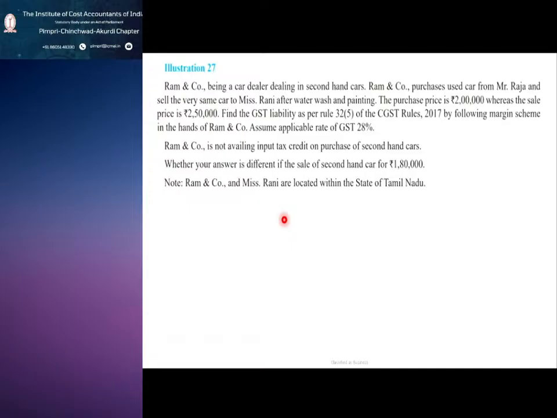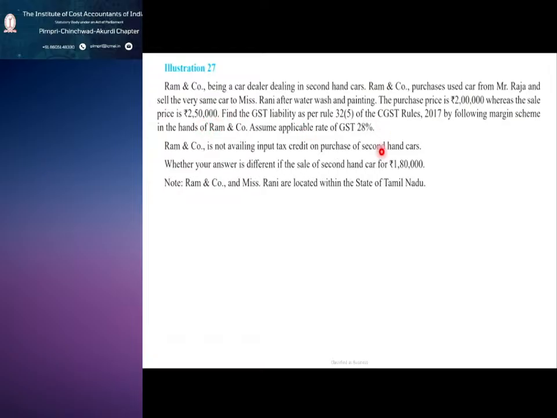So if you see from this way, you will find it easy here. Ram and Co., a car dealer dealing in second hand cars. Ram and Co. purchases used car from Mr. Raja and sells the very same car to Miss Rani after water wash and painting. The purchase price is 2 lakhs and the sale price is 2,50,000. Now what is the GST liability? So what is the purchase price? It is 2 lakhs and the sale price is 2,50,000.